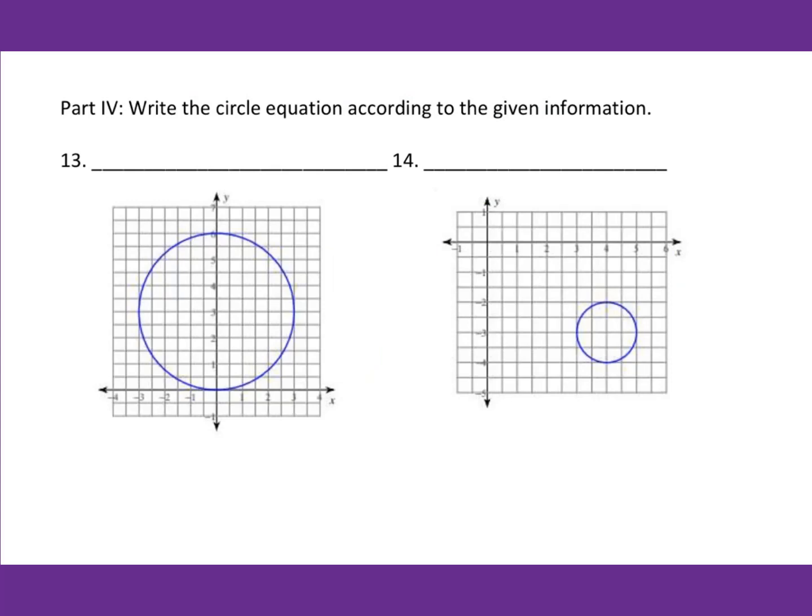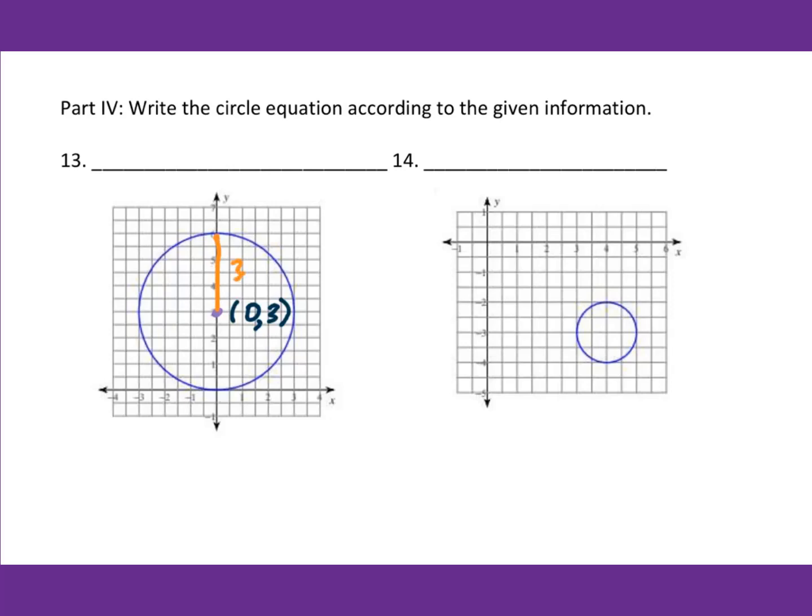Let's do some practice. Write the circle equation according to the given information. First of all, we've got to find out the center. Coordinates for this center are (0, 3). Then we will find out the radius. That will be the distance for this one. That is 3.